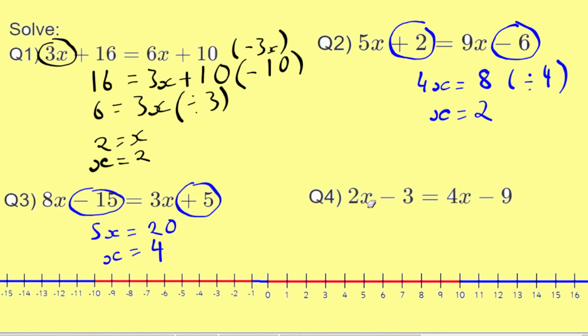Okay, last one. Between minus 3 and minus 9, we've got a difference of 6. 1, 2, 3, 4, 5, 6.